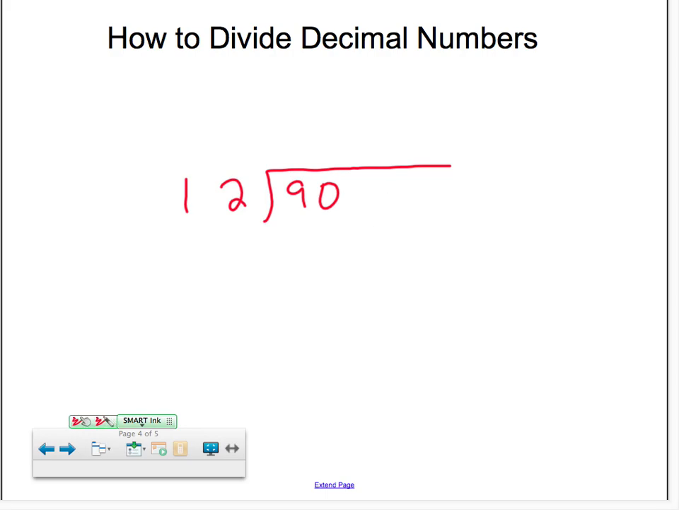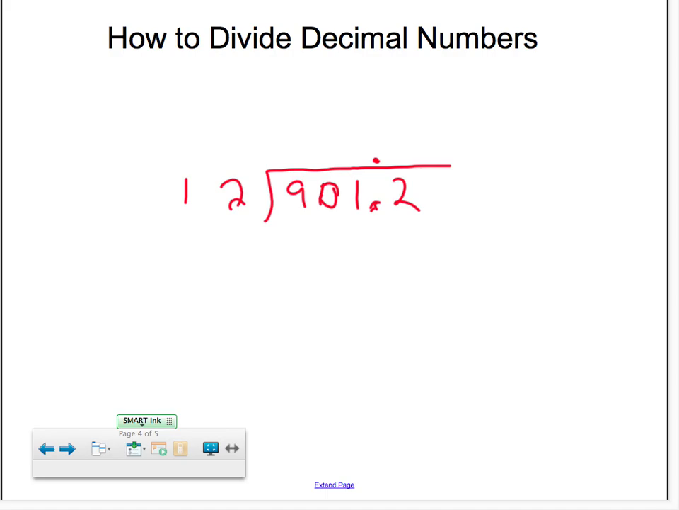So this now becomes 12. The decimal was here, I'm going to move it over here. And the decimal was here, I'm going to move it over here. Okay, so it was here, and I move it over here. Now I'm just going to erase those, just so my question stays nice and neat. I'm going to keep my lines nice and neat.